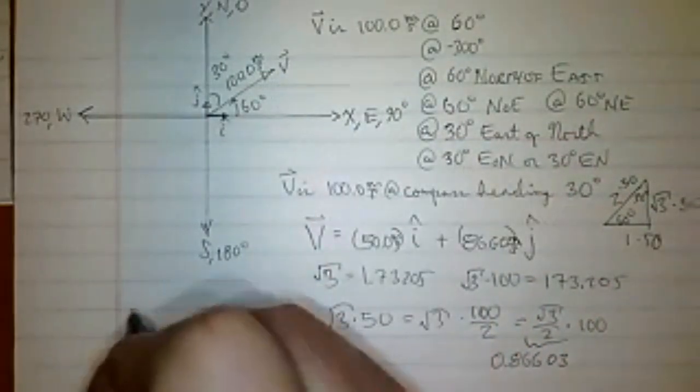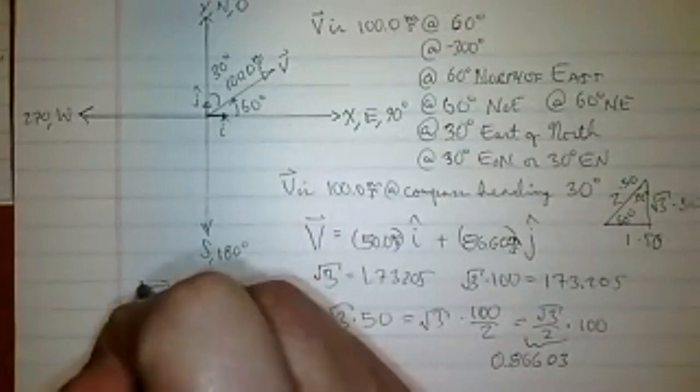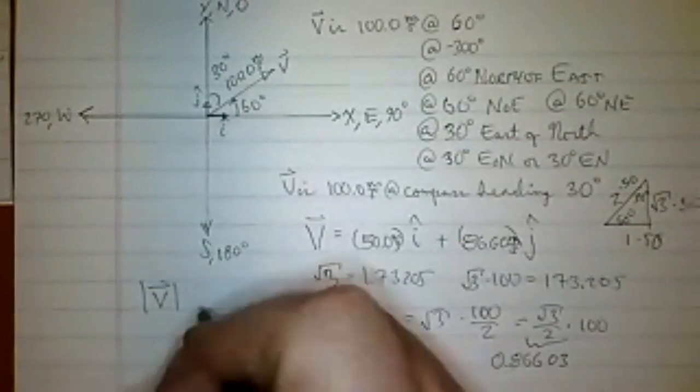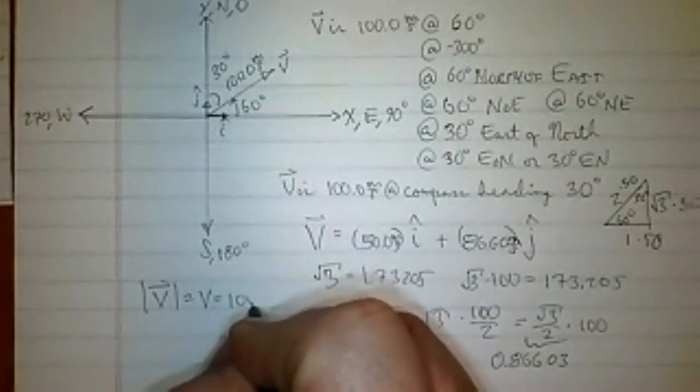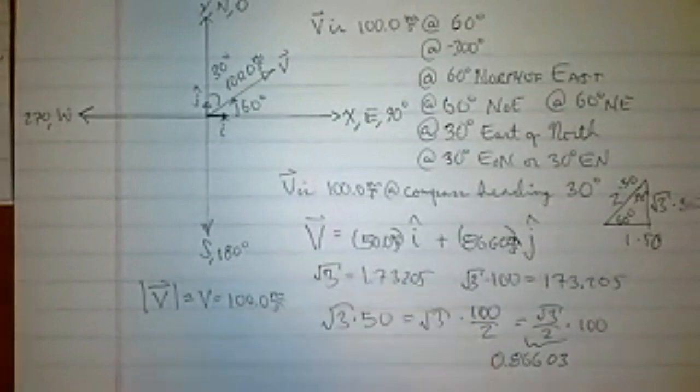By the way, the magnitude can be written as V with a vector with absolute value bars on it, or you can just drop the vector symbol and the absolute value bars and just call that 100.0 meters per second. So that's pretty much all the major notation that you need and all the major coordinate ideas you need to understand.